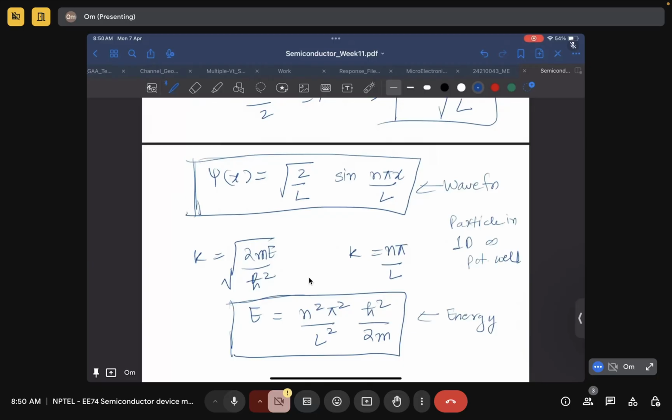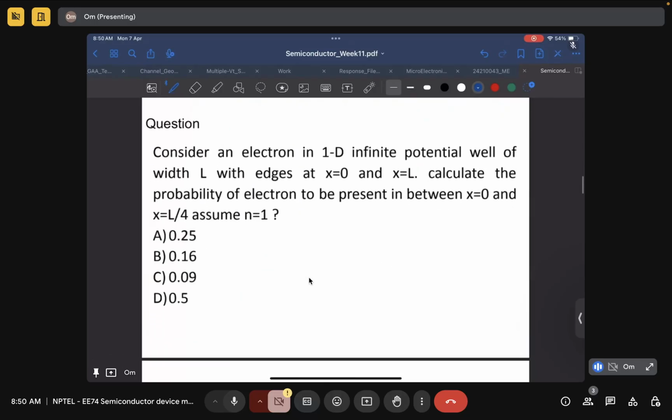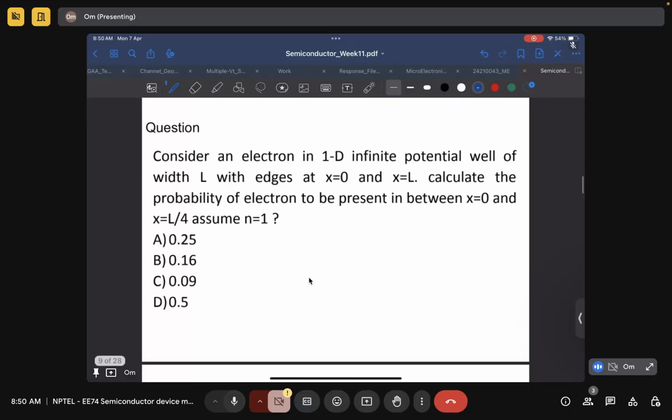Okay, so let's start with the question now. The first question is, consider an electron in a 1D infinite potential well of width L, at x equals 0 and x equals L. It's similar to what we had just considered. The potential is infinite outside and 0 inside. Now calculate the probability of finding the electron to be present between x equal to 0 and x equal to L by 4.